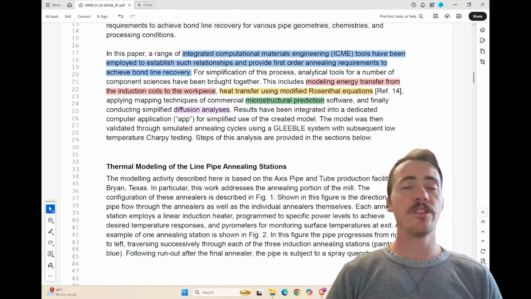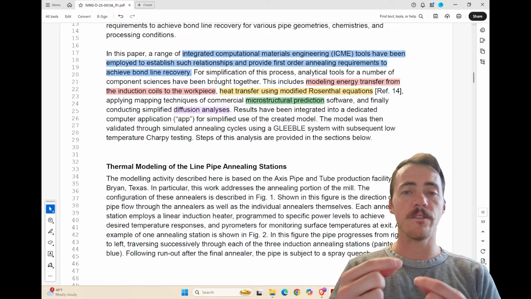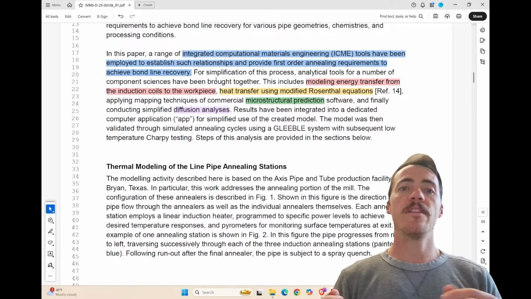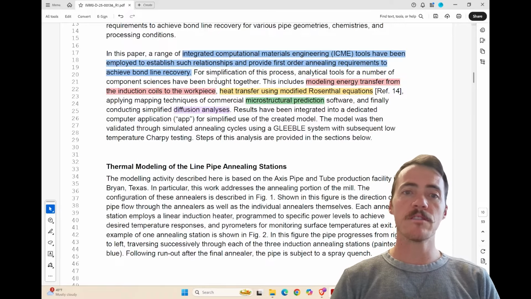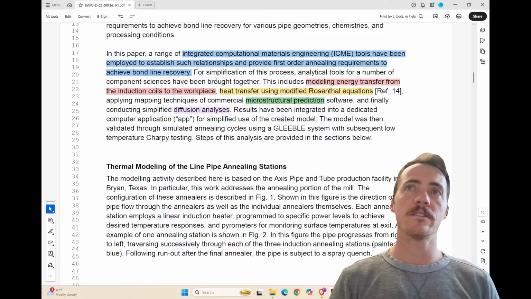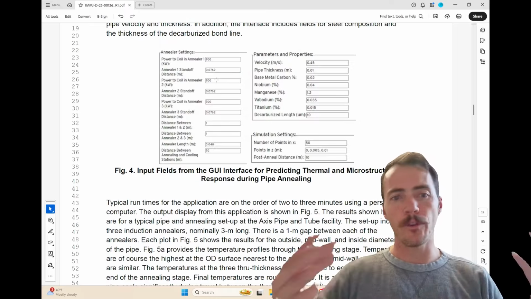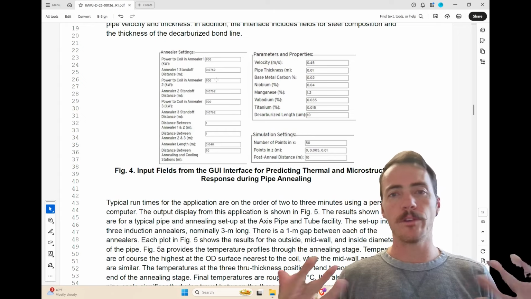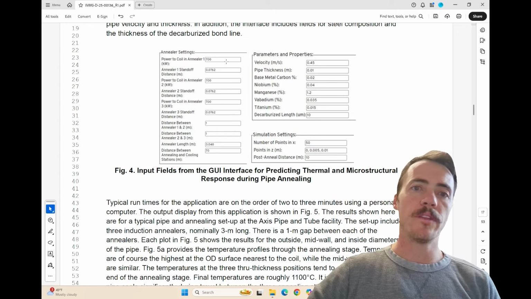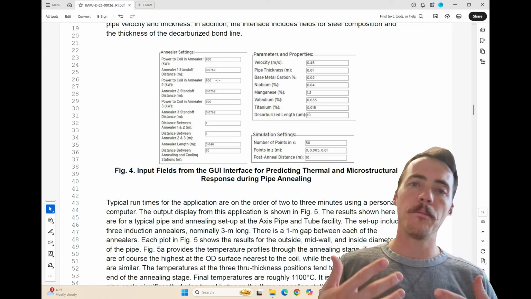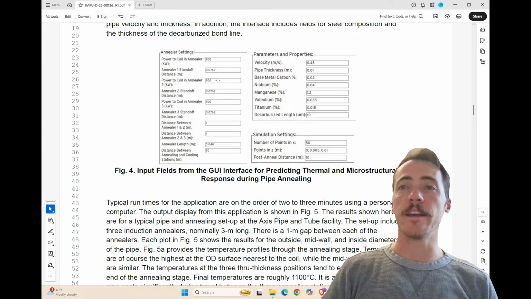Specifically, they model energy transfer from the actual induction process of how it gets heated. They model the heat transfer using Rosenthal equations. They use commercial microstructure prediction software, and they even do diffusion analysis. And they wrap all this up into an easy-to-use app. So here, for example, you see the inputs in a sort of graphical user interface where you could put in the weld conditions, and the outcome will be a measure of the predicted performance using this ICME method.